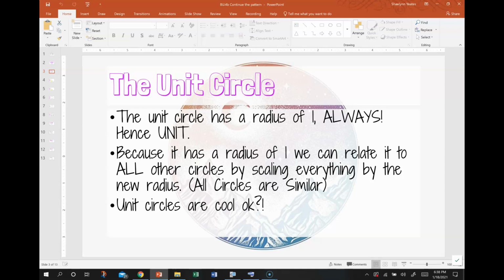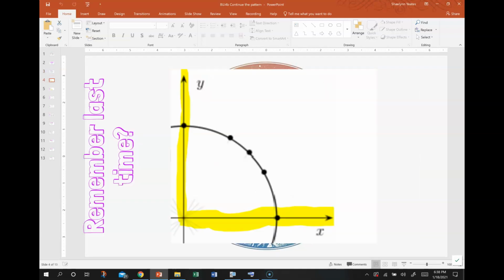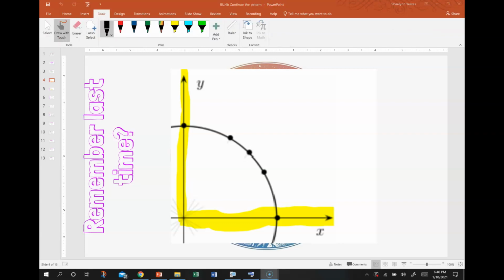Because it has a radius of 1, we can relate it to all other circles because they are all similar. So remember last time we talked about this pattern. We had 1, 0 because the radius is always 1, and 0, 1 as our bookends for x and for y. Then as we go around, remember 1 is the equivalent of square root 4 over 2. So then we go square root 3 over 2, square root 2 over 2, and square root 1, which is just 1, over 2. Those are all our x values going up.